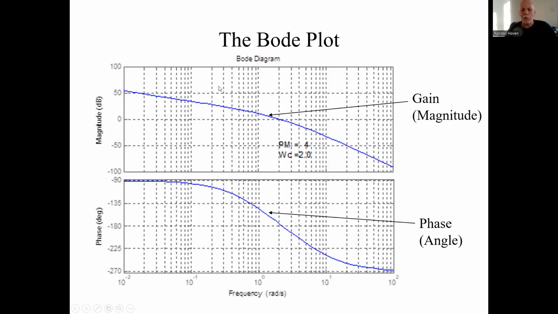Okay, we're going to do Bode plots, which is a tool for frequency analysis of control systems. This is an example of a Bode plot. It's kind of two plots in one, the magnitude or gain on top and the phase, or the angle, on the bottom. The x-axis for both top and bottom is the same, and it's frequency in radians per second.